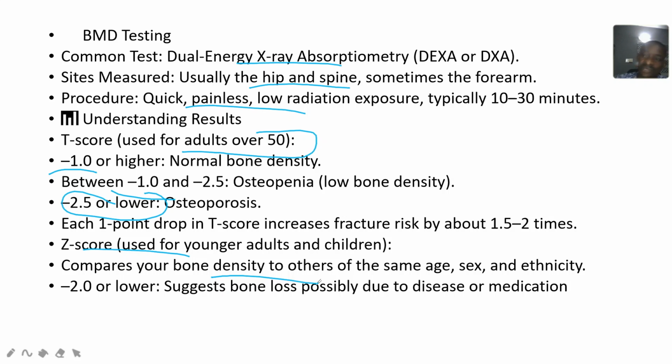Okay. So we also have the Z score, which basically compares your bone density to other people who are at your same age. You can bring somebody of your same age, your same sex, they measure the two of you and compare. Okay, that's the Z score. The other one was the T score.